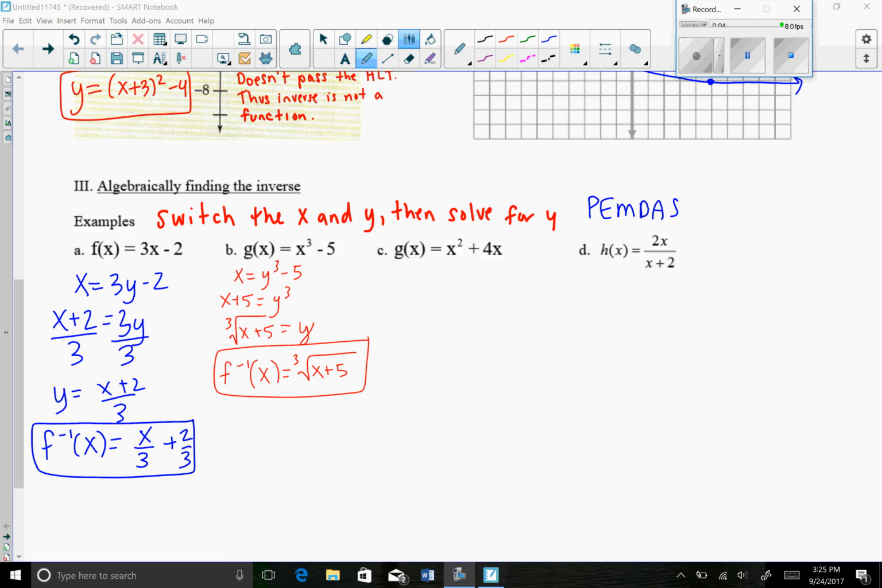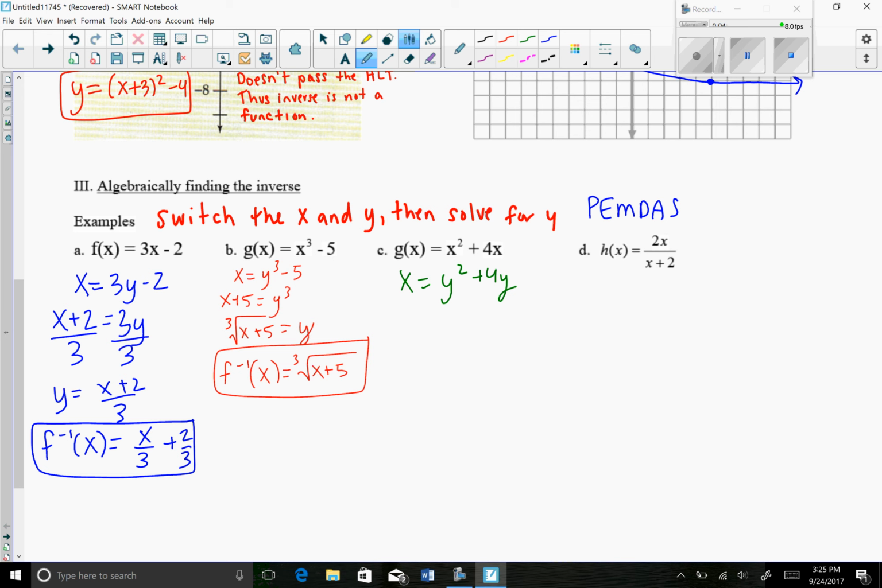So in this next one, we're going to do the same thing. Switch our x and our y's first. So x equals y squared plus 4y. This one's a little bit harder because we have a quadratic term, a linear term, and this x over here.